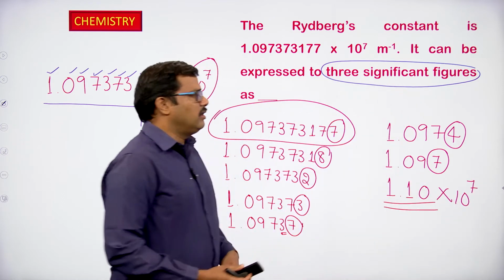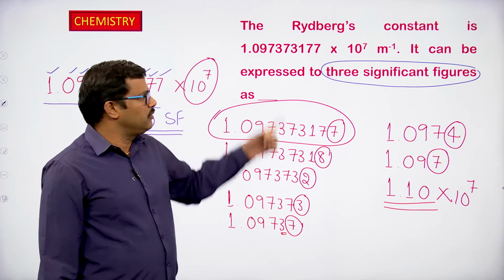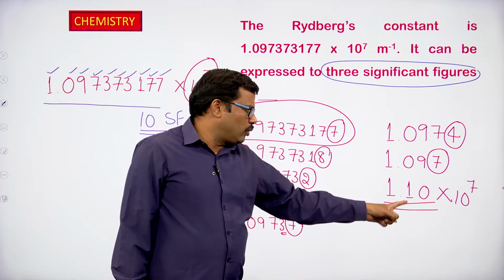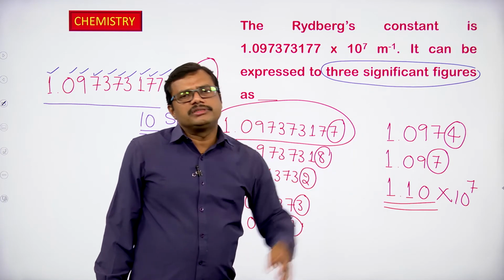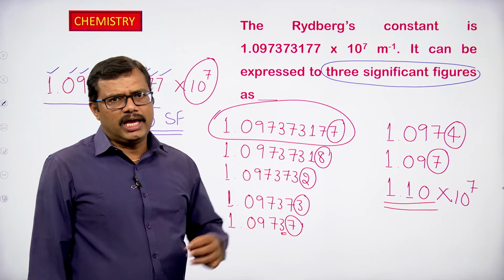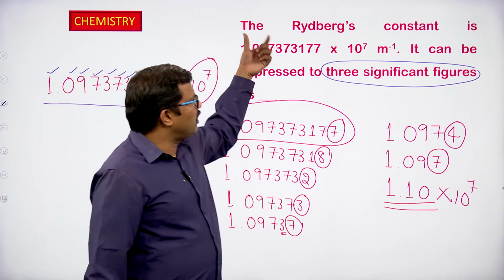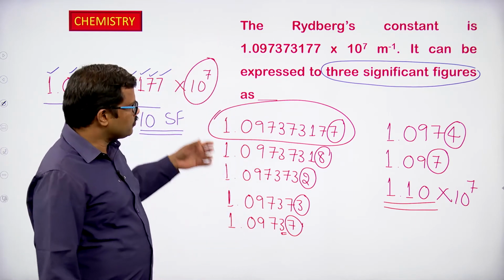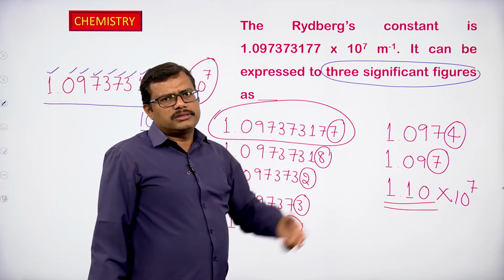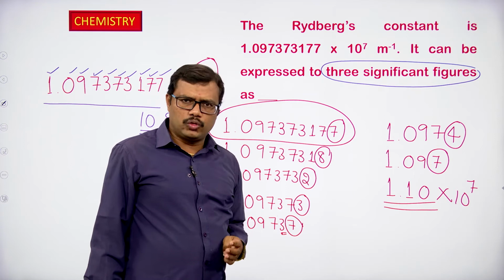So, I can write the same Rydberg constant, this one, with 3 significant figures as 1.10 into 10 to the power of 7 meter inverse. Okay. I think you are getting the idea, right. So, the actual Rydberg constant value is given to us, and they are asking us to express the Rydberg constant with 3 significant figures only.